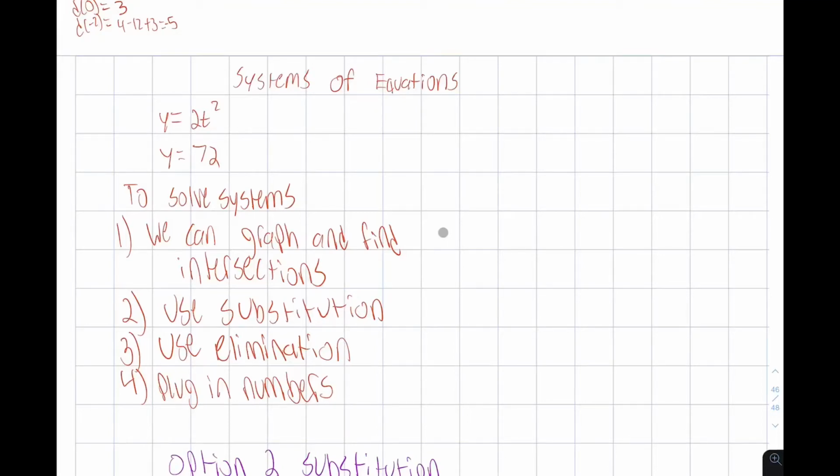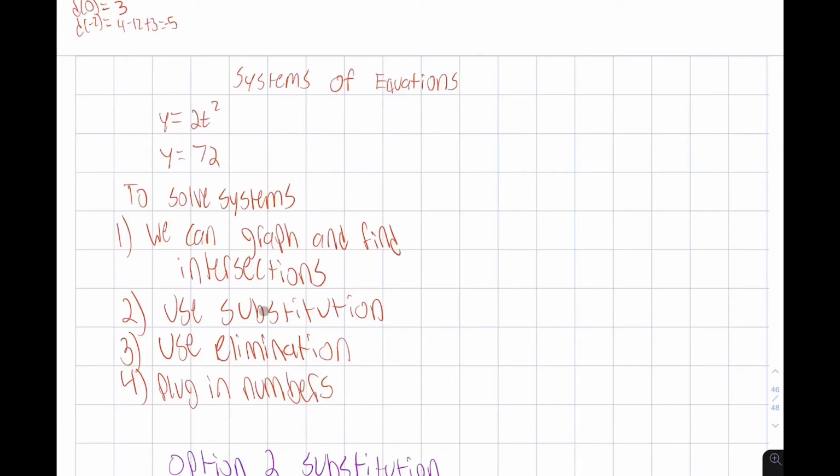Hello everyone, in this video I'm going to show you how you can solve systems of equations where some of those systems involve quadratics. And it really doesn't change anything at all. You can solve it the same ways that we did before, where we can graph them to find the intersections. This is my favorite way to do it.